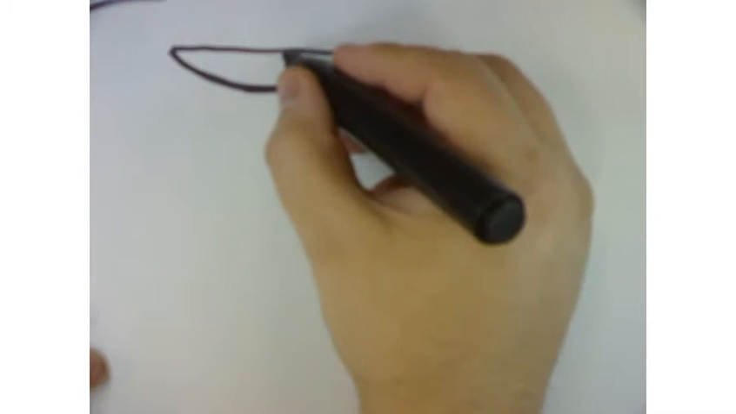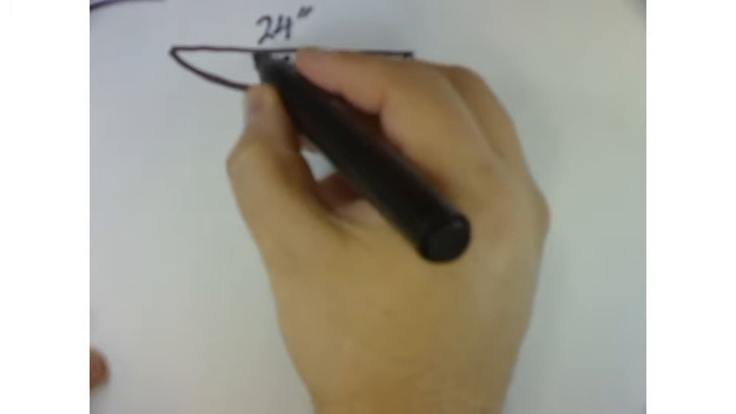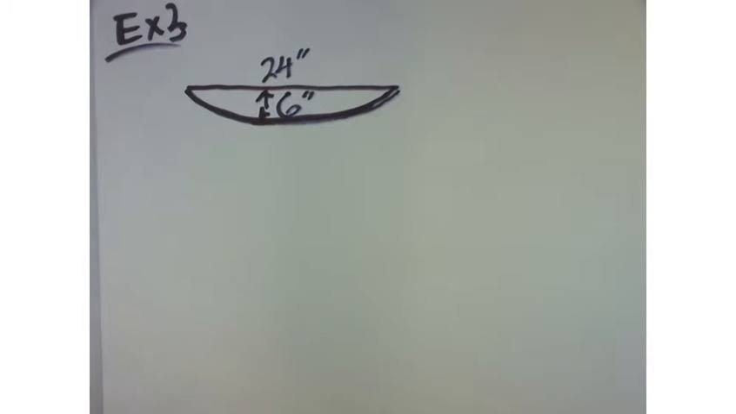First thing I want to do is establish what the size of the dish is. Is that example 2 or 3? That's 3, isn't it? Alright, so that's kind of what it looks like.